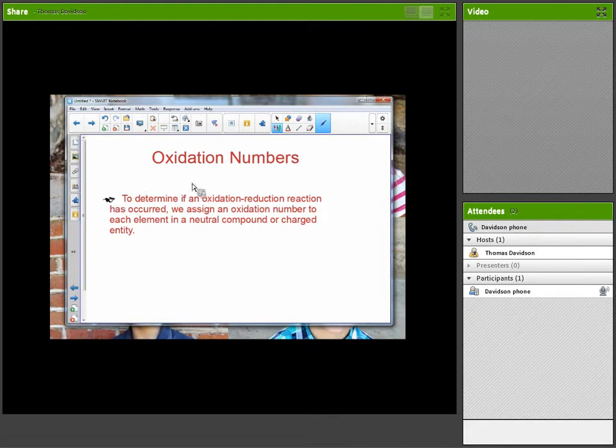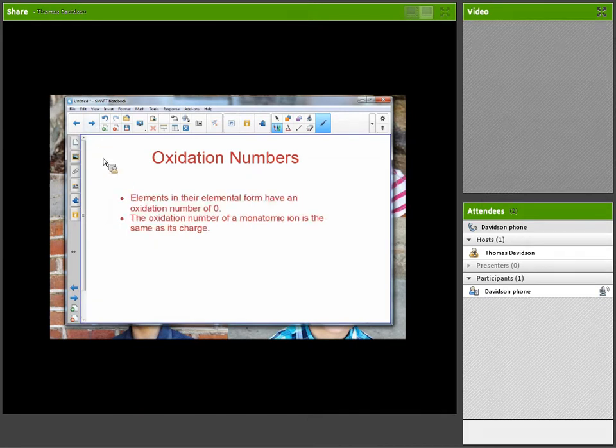Okay, here we go. Oxidation numbers. To determine if an oxidation-reduction reaction has occurred, we assign an oxidation number to each element in the neutral compound or charged entity. There's a bunch of rules here. You ready? Elements in their elemental form have an oxidation number of 0. Super easy. So Na plus Cl2, their oxidation numbers would have been 0 because they're in their elemental form. When chlorine is diatomic, it's still considered its elemental form.